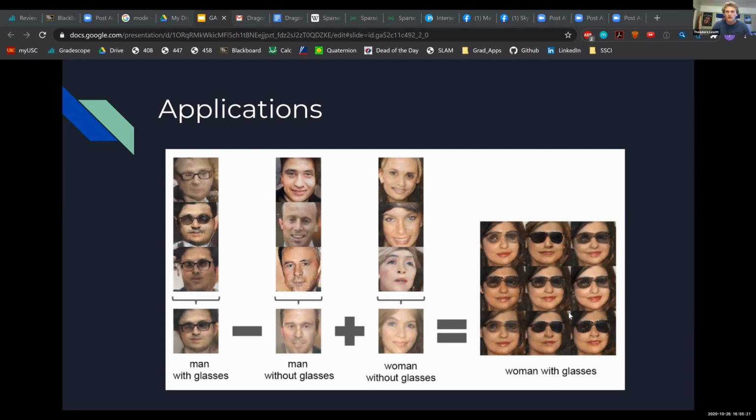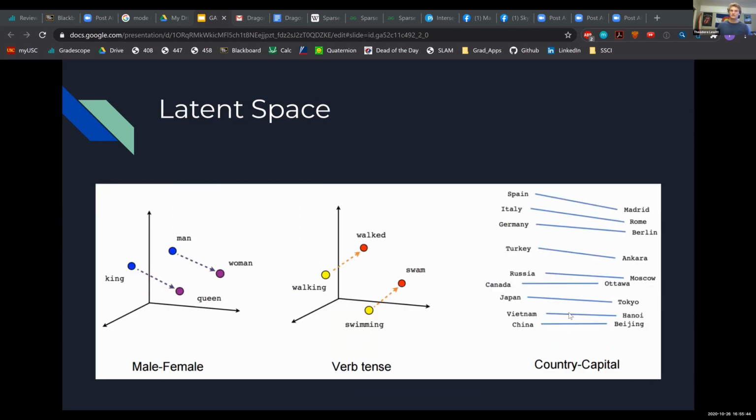So glasses stays the same. Glasses doesn't change, but you're subtracting out the man and adding the woman. And so this seems like, how does this machine know how to do this? And this is one of the coolest applications of GANs. This is the ability to add different parts of it. And for that, we need to talk about the latent space.